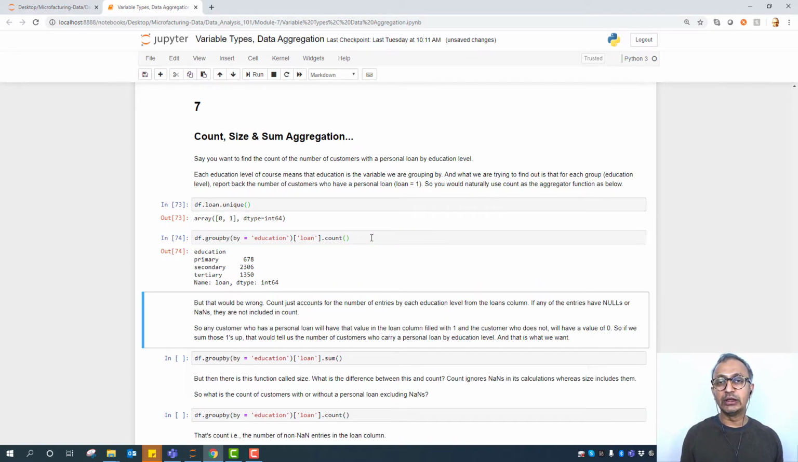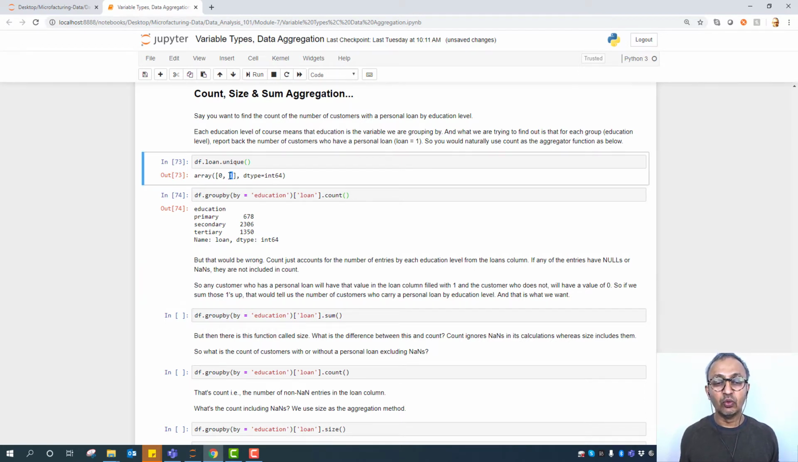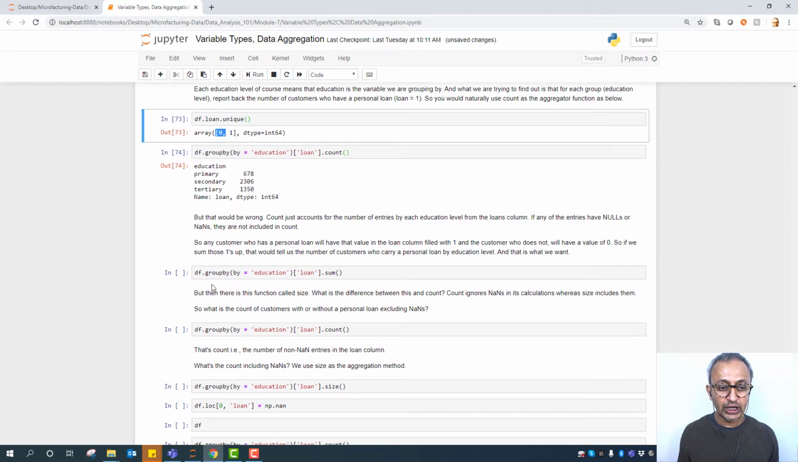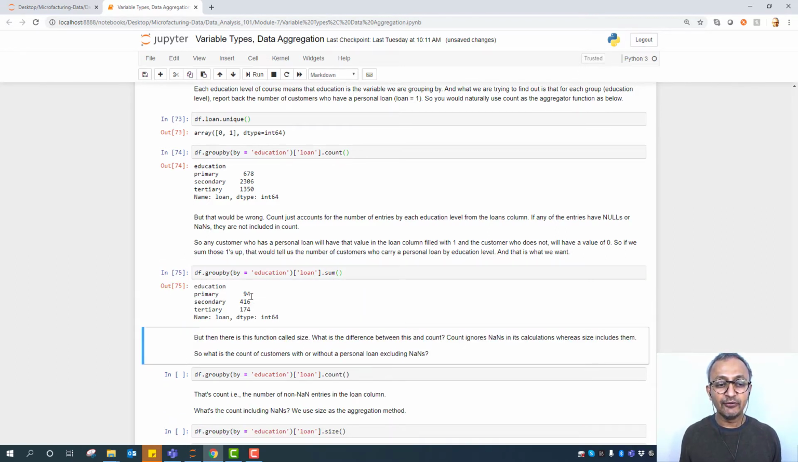You would think that is the right way to do it, but that would be wrong, because all it is doing is giving you a count of the number of customers by education level. It is not giving you the number of customers who have a loan. What you want to do is sum up all the customers with 1, and not report back customers with 0. So how would you do that? You're going to do the same thing, group by loan, but instead you're going to sum it up.